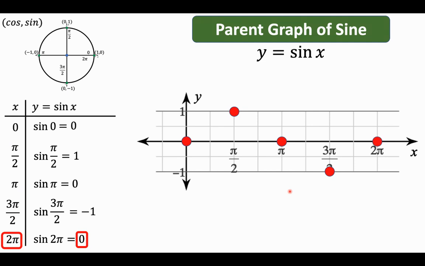Okay. Now we're just going to connect it with a smooth curve. Keep in mind, y equals sine x. We could have kept going around the circle over and over again. So once you connect this, just make sure that you put some arrows at the end because it does keep on going forever. But basically, this is your graph, okay?